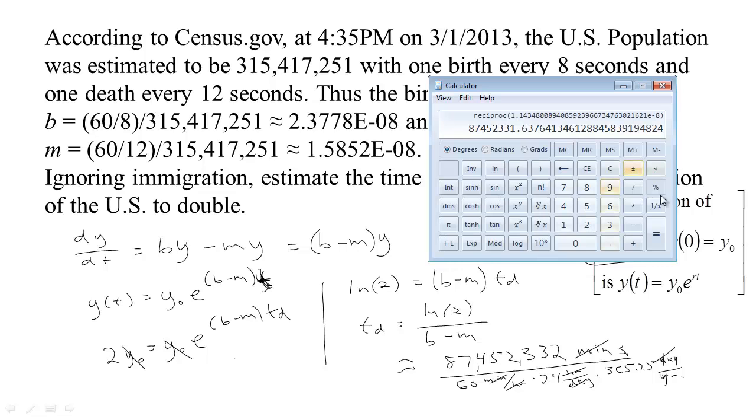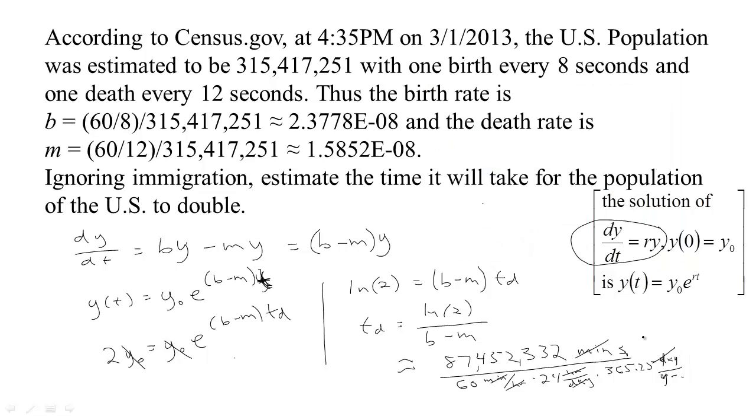So I take my number, divide by the 60, and then I'm going to divide by the 24 for the 24 hours per day, and then I'm going to divide by 365.25, and I get a doubling time of 166 years. So approximately 166 years until the population is double, so that would be when we'd hit about 600,000.